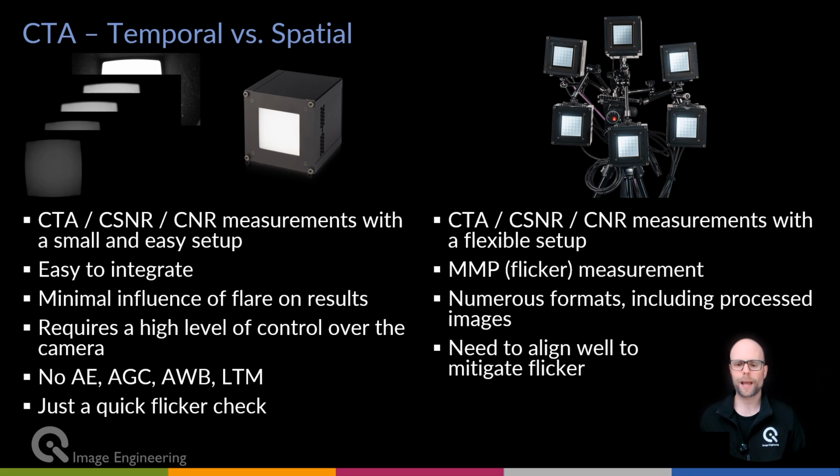So for that, there is the spatial recording setup: the VLS with multiple light sources and test targets on top of that. Also with that, you measure CTA, CSNR, CNR with a very flexible setup. Additionally, you can easily measure the MMP, a flicker measurement we're going to talk about later. With that setup, you can test all sorts of images, including processed images. But you need to align well to mitigate flare. That's why we made it so flexible, so you might need to align the light sources to your camera. That's a big benefit, but it has an impact on that.